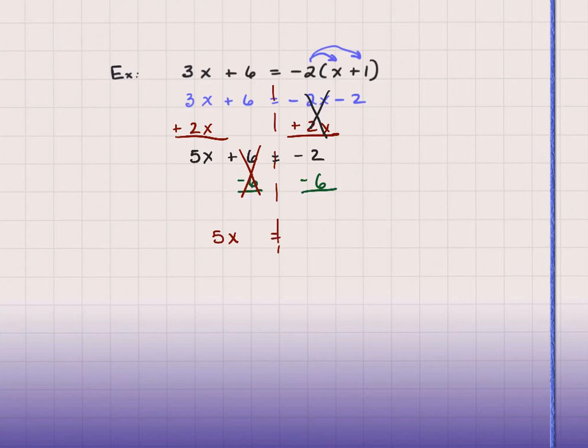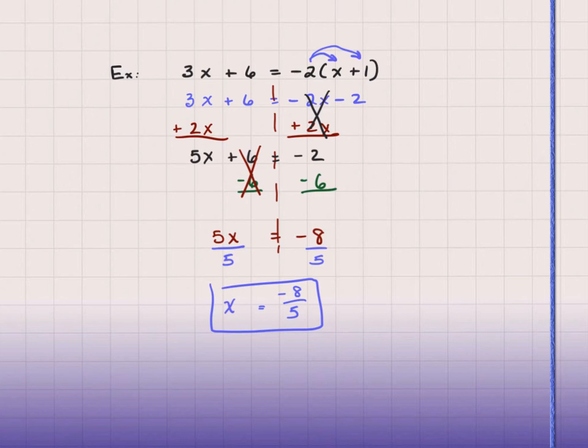5x equals negative 8. Now I'm ready for that last step, in this case division. And x is negative 8 over 5. And we're done.